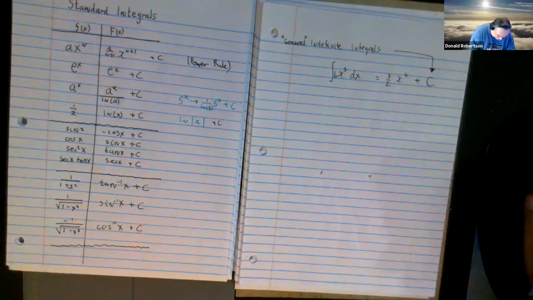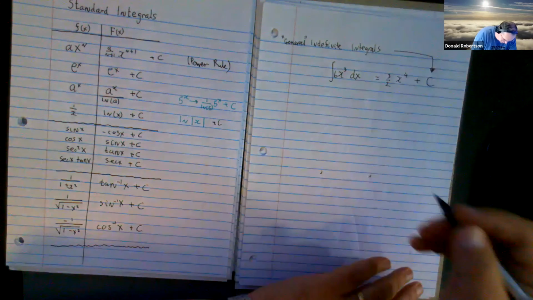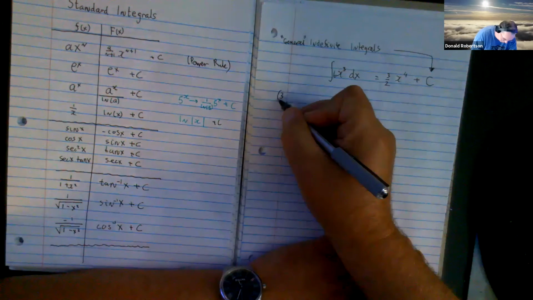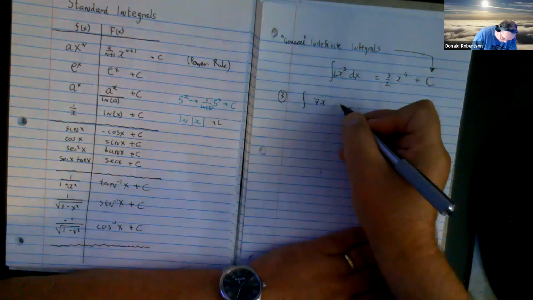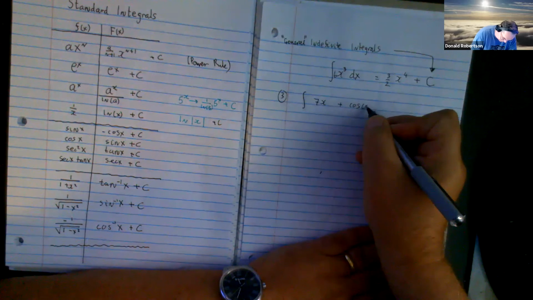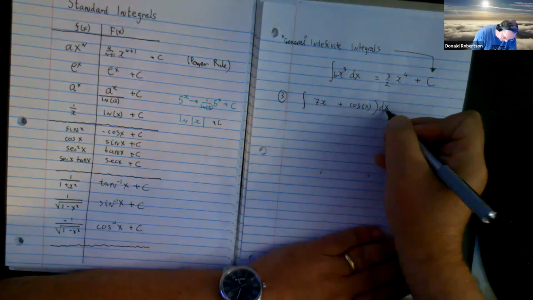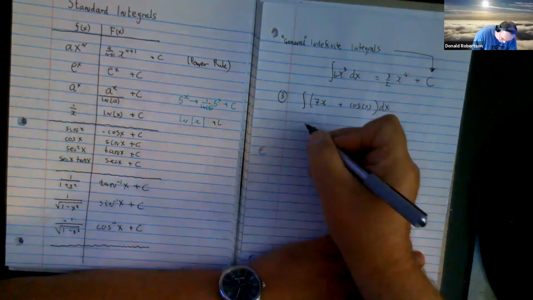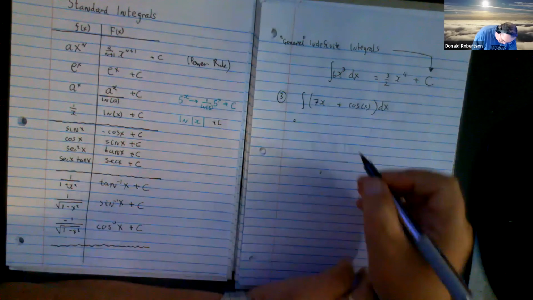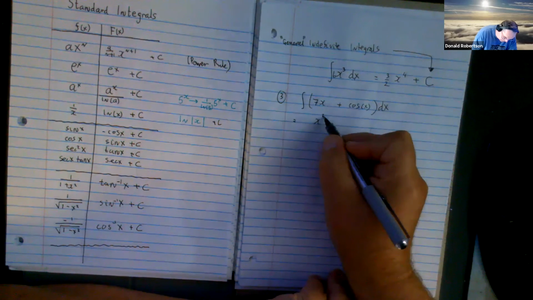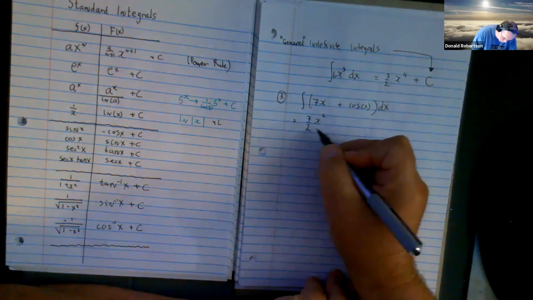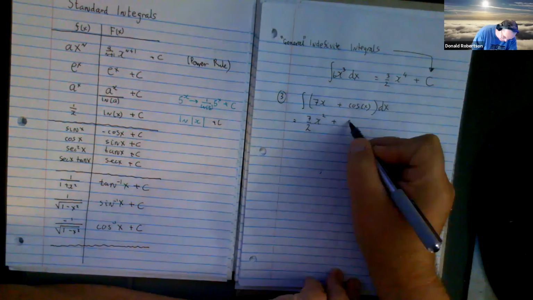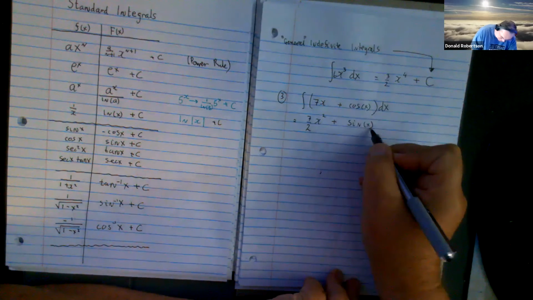So here is an example. This is question 3. We're going to do the integral of 7x plus cosine of x. The indefinite integral then is power rule, add 1 to the power, divide by the new power, and the antiderivative of cosine is, yes, a positive sine, and then add a c.